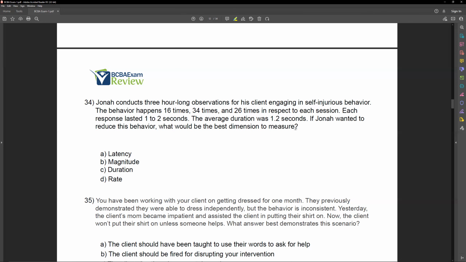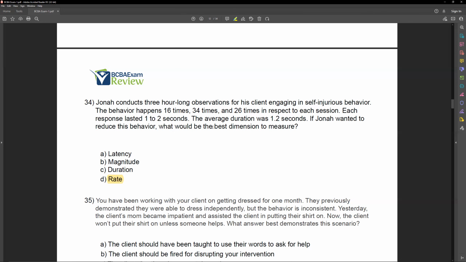The frequency is extremely high though, right? 16 times, 34 times, 26 times. If we can reduce the frequency, okay, we can therefore reduce the behavior. The duration's already very low. So targeting the frequency makes more sense. Therefore, what is the best dimension to measure? Well, let's measure rate. We know it happens 16 times per hour, 34 times per hour, 26 times per hour. We would take an average, and then we would try to reduce that average.